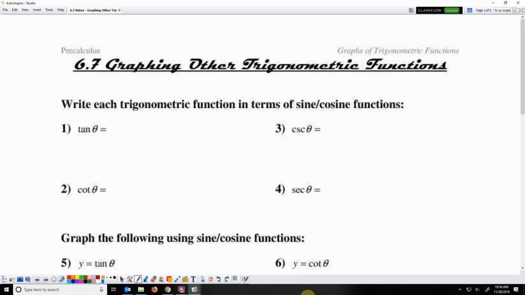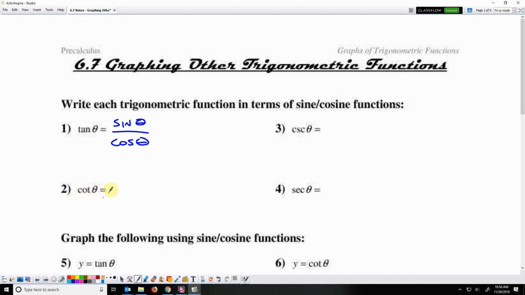Today we are going to graph some other trigonometric functions such as tangent, cotangent, cosecant, and secant. First, we are going to write these in terms of sine and cosine. Tangent is sine theta over cosine theta.